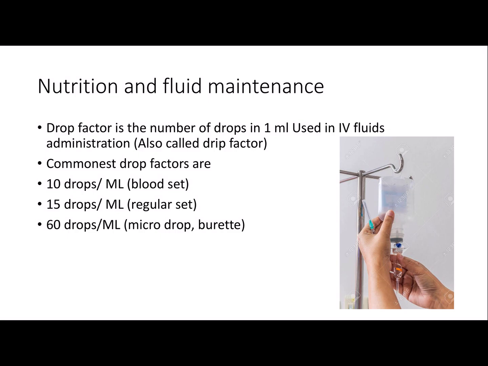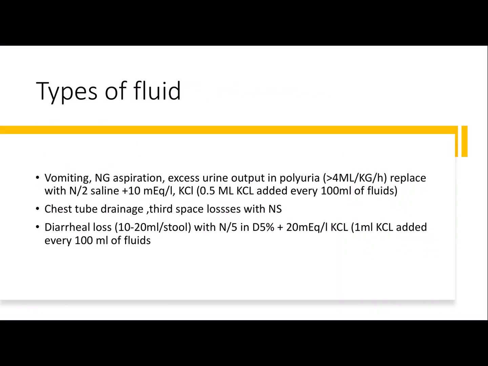To maintain the nutrition of the baby, we will feed the baby. We can provide breast milk, and we can provide formula feed. Now the type of fluid we use in vomiting, NG aspiration, or excess urine output or polyuria, if it is more than 4 ml per kg per hour, we will replace it with half saline plus 10 milliequivalent per liter KCl, that is 0.5 ml KCl added to every 100 ml of fluid. And in chest tube drainage or third space loss, we will replace the fluid with normal saline.